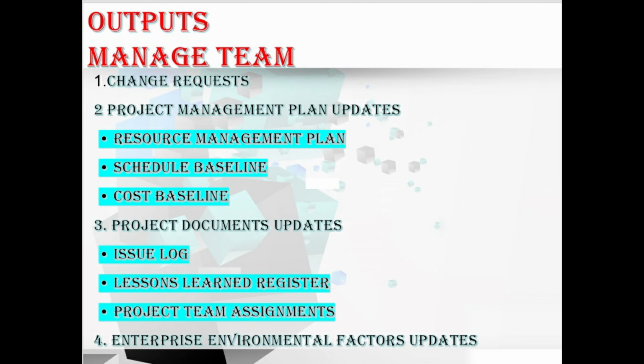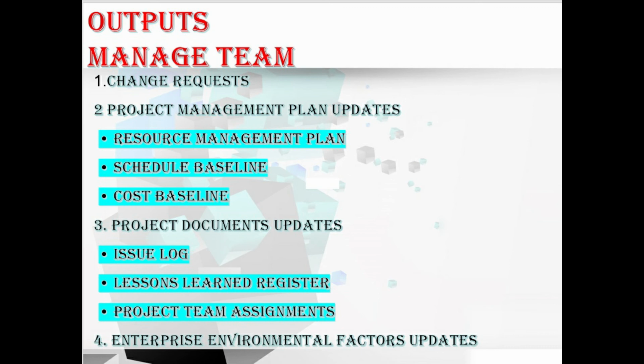Moving to the next output, we have the project management plan updates, consisting of the resource management plan, schedule baseline, and the cost baseline. Let me explain one by one here. The resource management plan is updated to reflect the actual experience in managing the project team. Coming to the schedule baseline, changes to the project schedule may be required to reflect the way the team is performing. And the last, the cost baseline. Changes to the project cost baseline may be required to reflect the way the team is performing. Okay, hope you understood this project management plan updates.